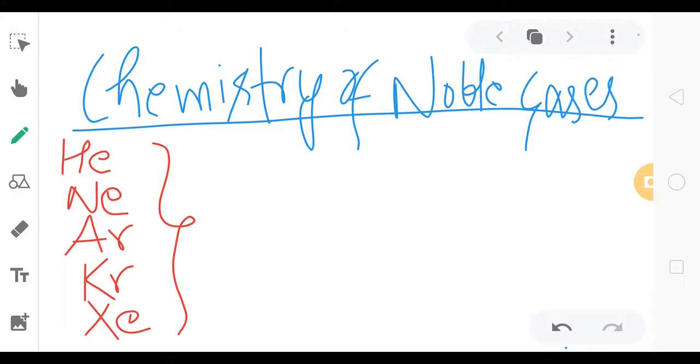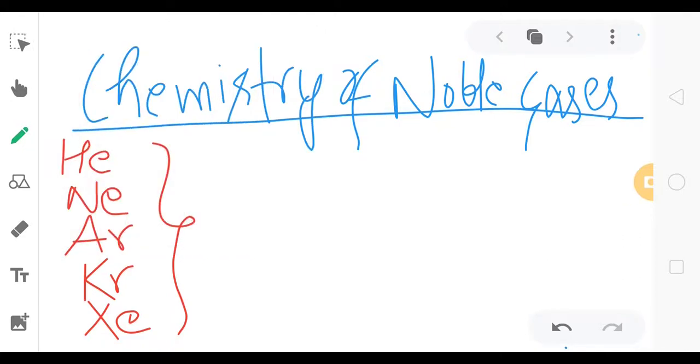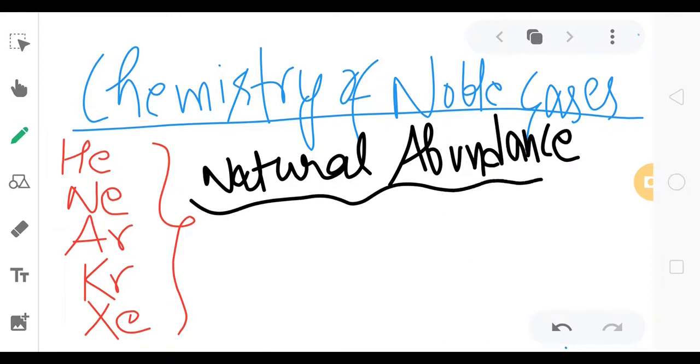So before starting, I want to tell you about the natural abundance. That means the percentage, how much of that particular gas would be found in nature, or in the earth, right? So this is the natural abundance.